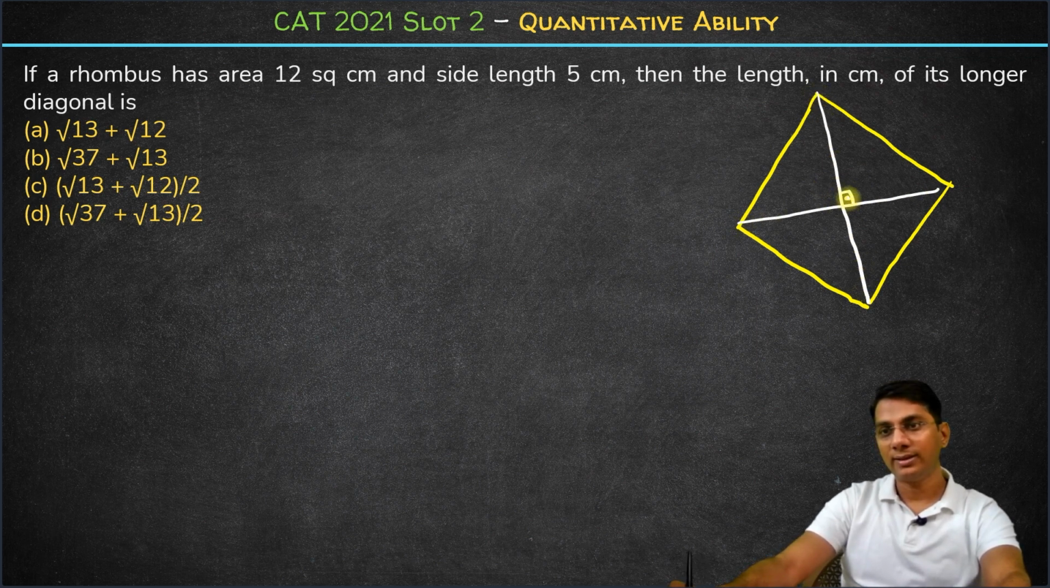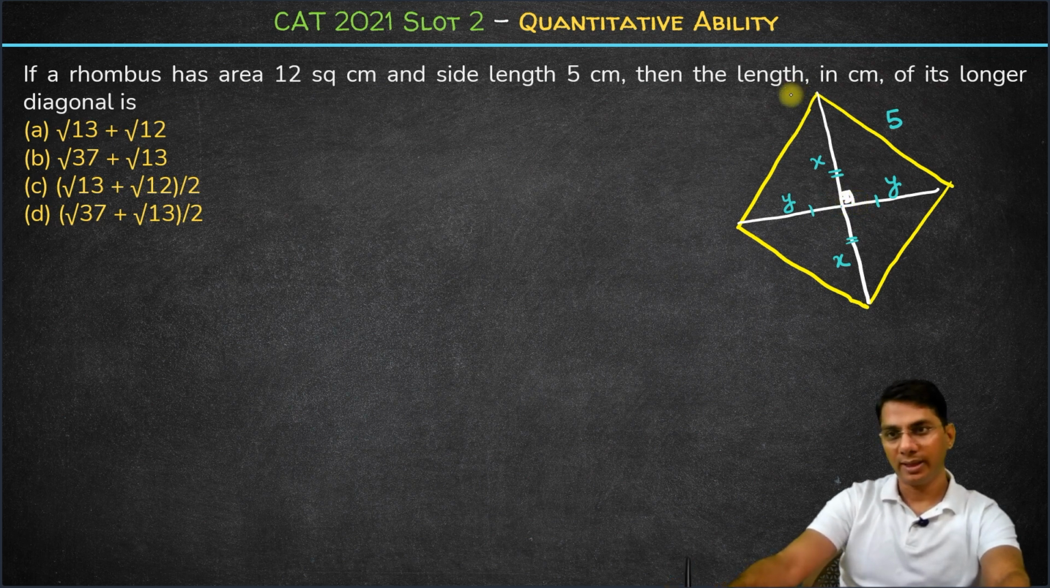We know in a rhombus the diagonals bisect each other. So if the length of the side is 5 and the diagonals bisect each other, let's say the length of this part is x, so the length of this part will also be x, and if half of this diagonal is y, this will also be y. The diagonals bisect each other at 90 degrees.